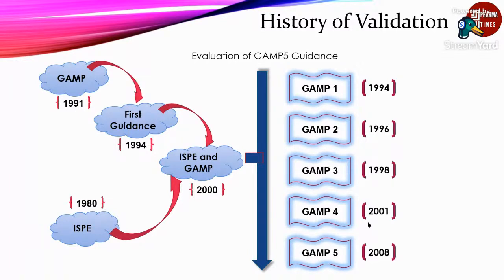Then ISPE got involved with GAMP. Then all authority for publishing GAMP was under ISPE. Then afterwards GAMP 4 was published in 2001. Then GAMP 5 was published in February 2008. The slide represents the whole scenario of how ISPE was established and GAMP merged with it, and when the different guidelines GAMP 1, 2, 3, 4, and 5 were published in different years.